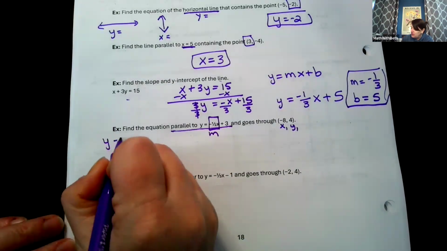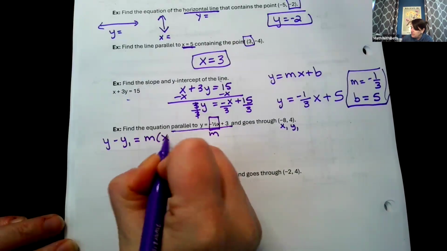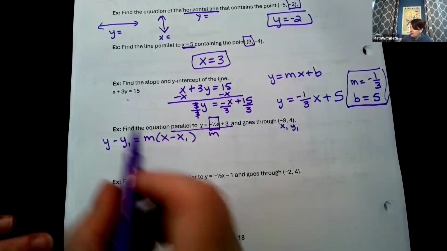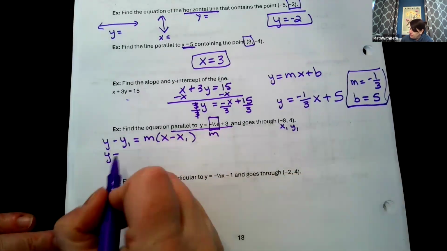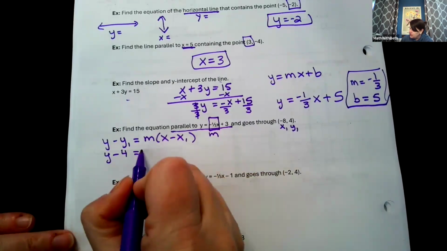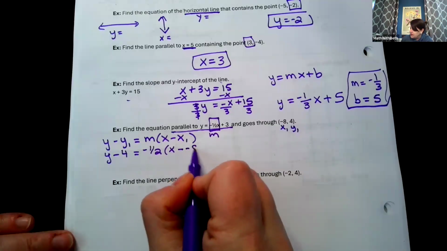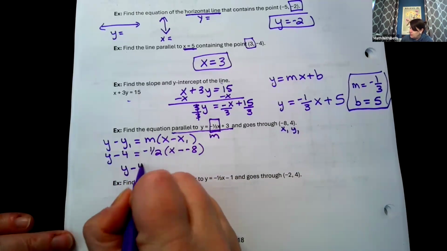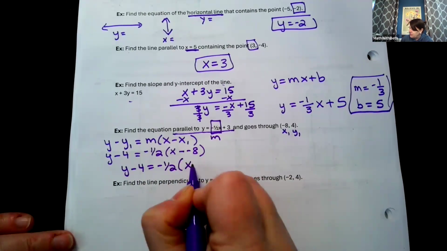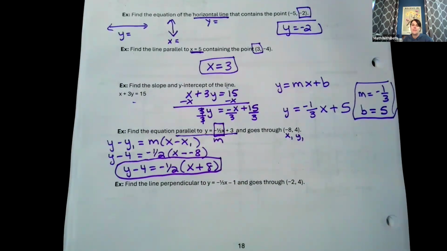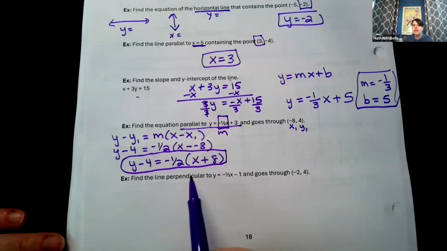So we're going to use this new equation, the point slope formula, to plug in what we know. So y minus 4 equals our slope, which is negative 1/2, times x minus the x, which is negative 8. They did not tell me what form to give them my answer, so I'm going to leave it in this form, but I'll go ahead and change that minus minus to a plus. Done.